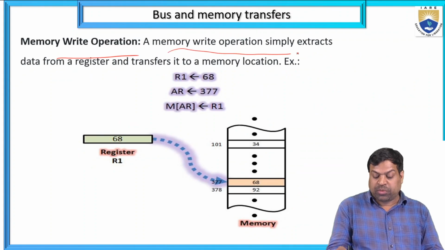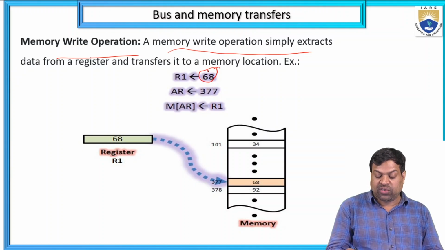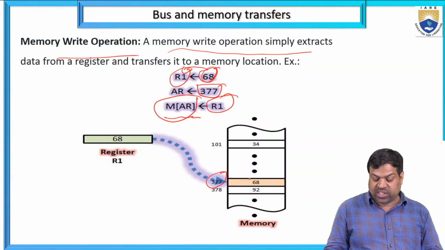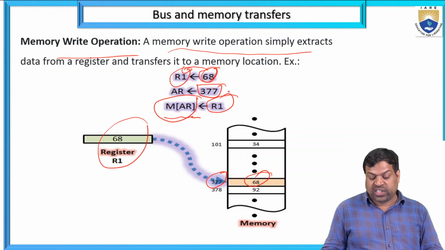Memory write operation. A memory write operation simply extracts data from a register and transfers it to a memory location. So here the 68 value belongs to R1. In this R1 register, the value 68 is there. But what is the address of this one? 377 is the address, that is the AR. So M of AR means memory of address register. In the 377 address, the 68 value is there. So 377 is the address and 68 is the value stored in register R1.